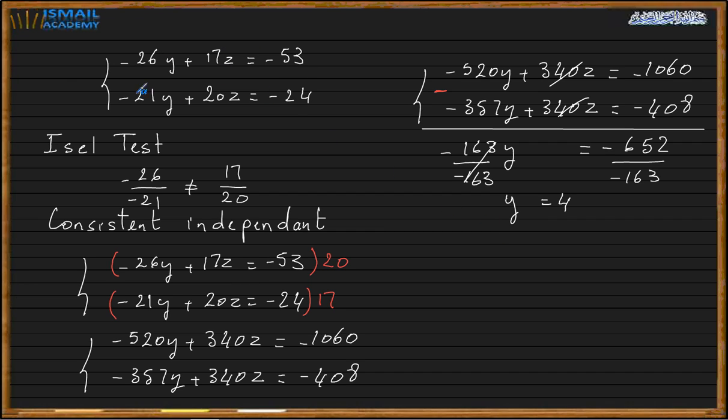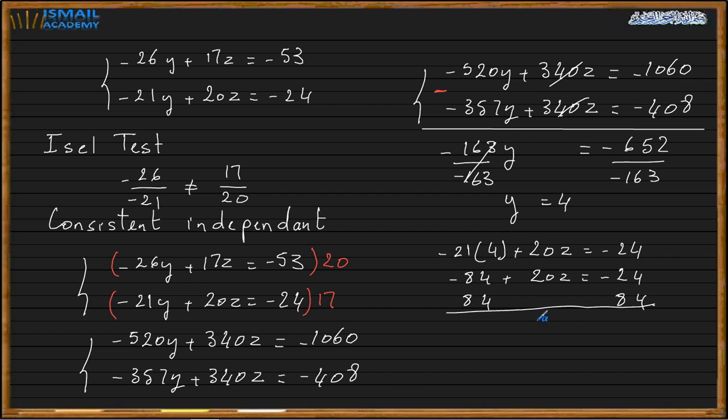Now I pick one of those equations. Which one do I pick? I pick any. Let's pick the second one. It's easier. So I have minus 21 times 4 plus 20z equal minus 24. So minus 84 plus 20z equal minus 24. So I add 84 to both sides. So I got 20z equal 60, divided by 20. So z will be 3.